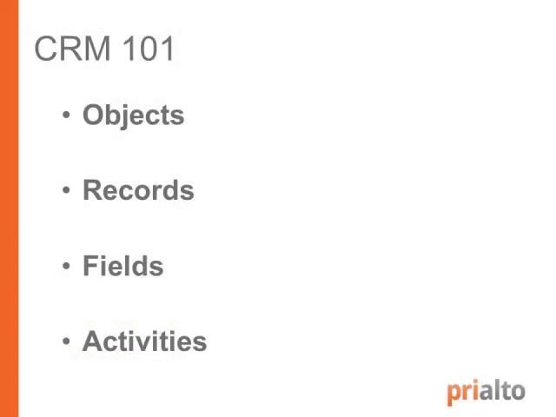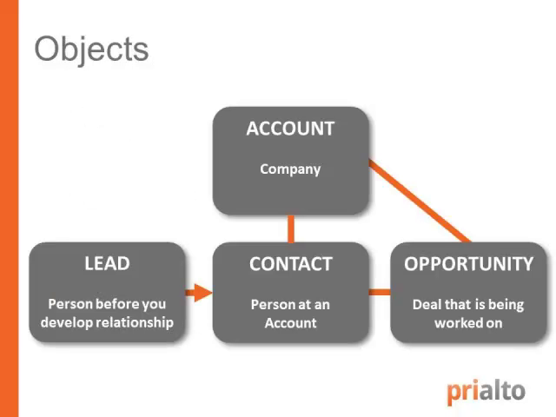So today we're going to cover 4 basic topics. The first is objects or modules, and with that we'll also talk about the basic structure of a CRM. Then we'll talk about records. Then we'll talk about the fields within those records, and finally how you log activity on different contacts and leads that you're working with. So let's go ahead and start with objects.